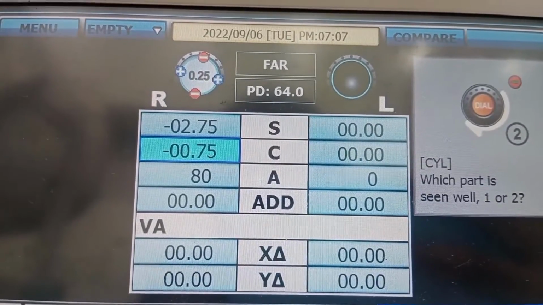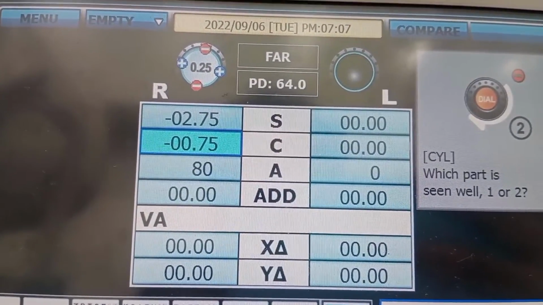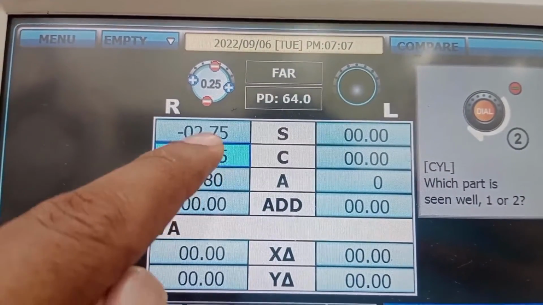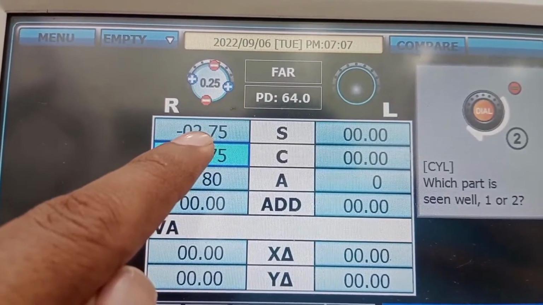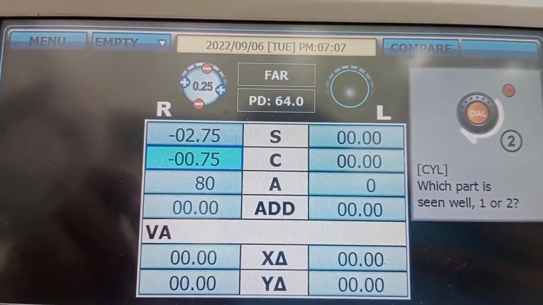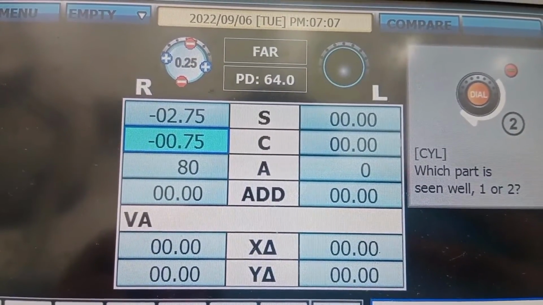So again we will increase the power, and you can see when I am increasing the minus cylinder, the minus spherical is decreasing at the same time simultaneously, right? As you can see, minus 3 is coming towards minus 2.75. And why is this happening? To drag the circle of least confusion on the retina.